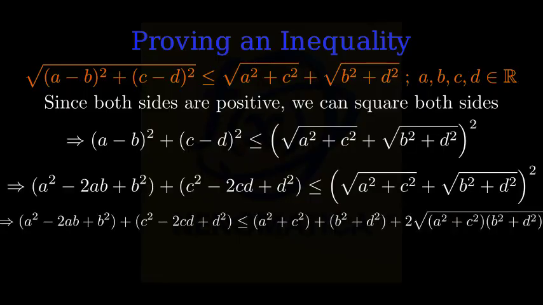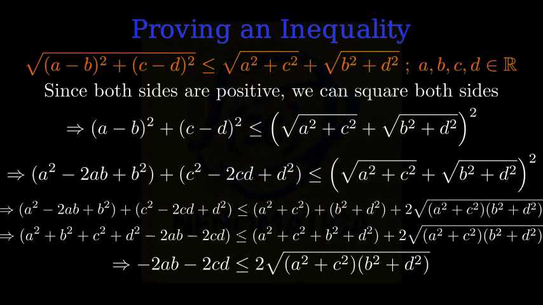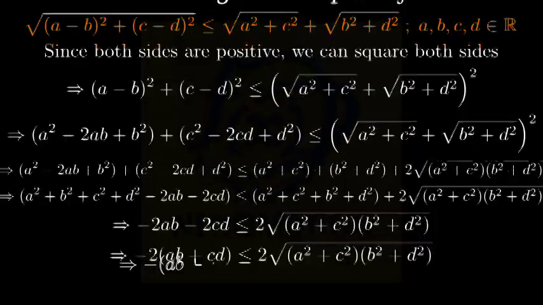Now, let's simplify both sides. On the left side, we combine like terms to get a squared plus b squared plus c squared plus d squared minus 2ab minus 2cd. On the right side, we have a squared plus c squared plus b squared plus d squared plus twice the square root of the product. Simplifying further, the a squared, b squared, c squared, and d squared terms appear on both sides and cancel out. We're left with negative 2ab minus 2cd on the left and twice the square root of the product on the right. Let's divide both sides by 2. We get negative ab minus cd is less than or equal to the square root of the product.